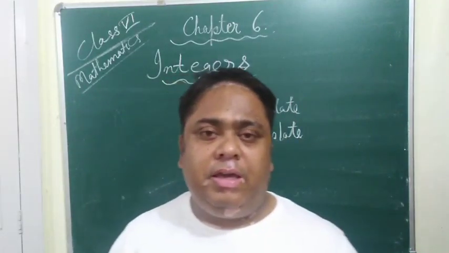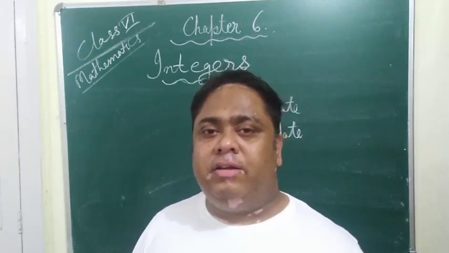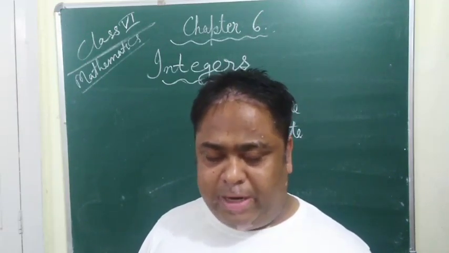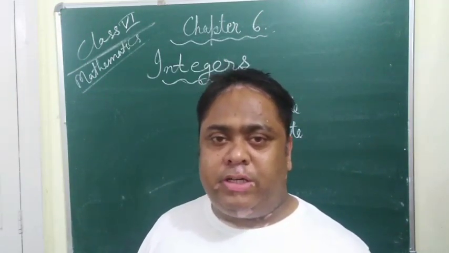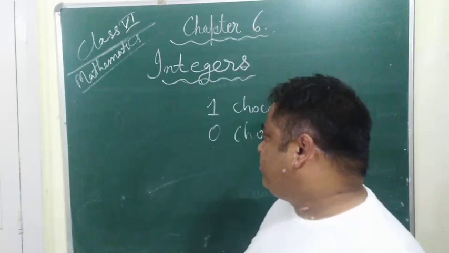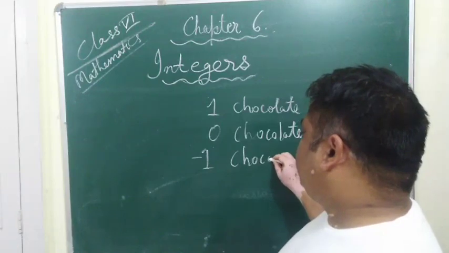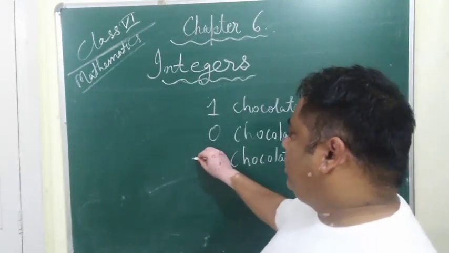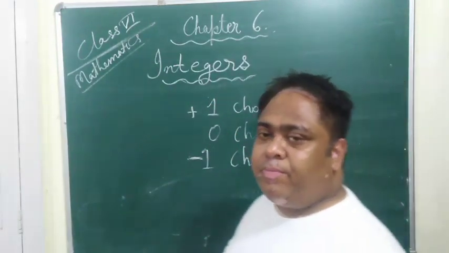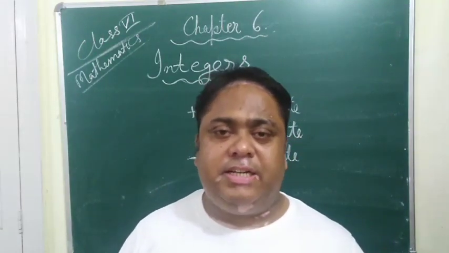But if I borrow one chocolate from one of my friends, saying that I will give one chocolate the next day, I will bring chocolate from home and give it the next day. If I borrow it, then how many chocolates do I have? Do I have one chocolate? No. Then I have minus one chocolate. So integers are the positive numbers, 0 and the negative numbers. The collection of positive numbers, 0 and negative numbers is called integers.